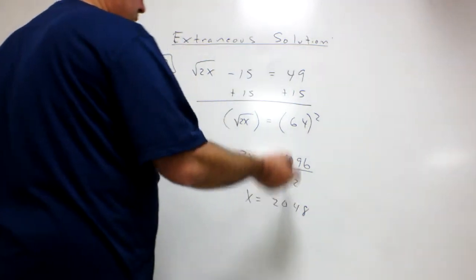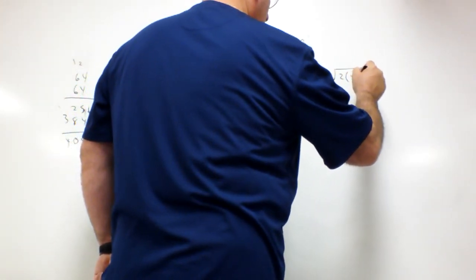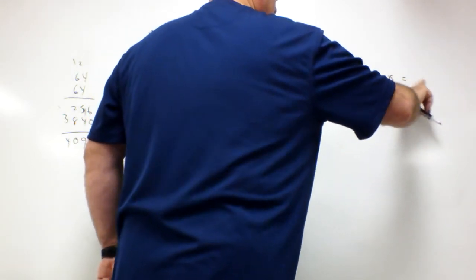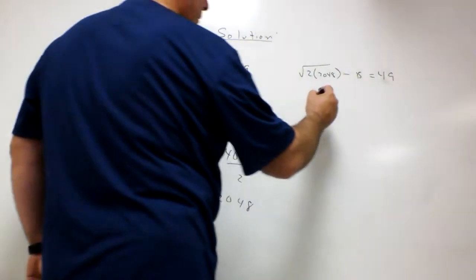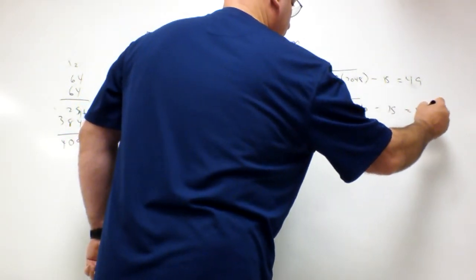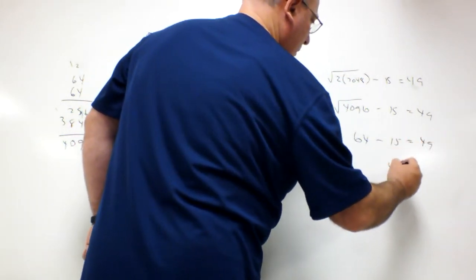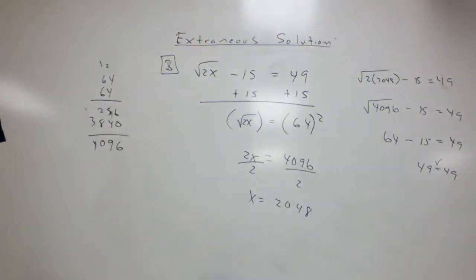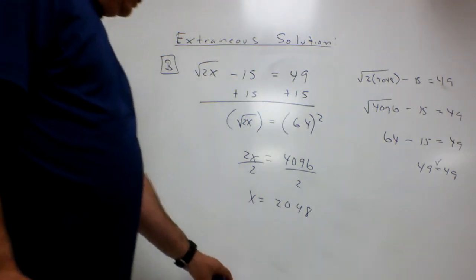So to see if it's extraneous, we would go back and plug it in. So we would do 2 times 2048 minus 15 and check to see if it equals 49. 2 times 2048 we already determined is 4096. Minus 15 is 49. So we would get 64 minus 15 is 49. 49 equals 49. So this answer checks. So if x is 2048, we get a valid solution. Big number, but still it's valid.